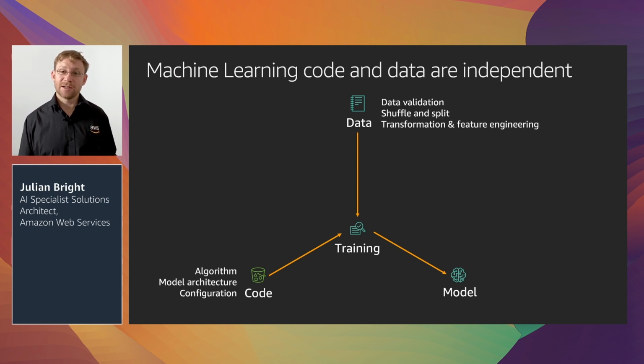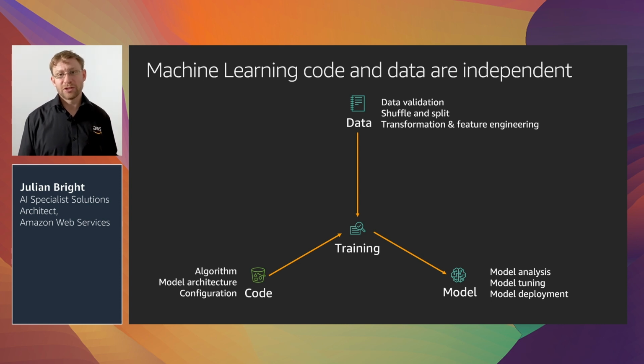And then in terms of the data, we need to make sure we have good data validation strategies, including being able to shuffle this data and split it into training sets, validation sets, and test sets to ensure that our machine learning algorithm is learning. And finally, to feed the data into the model, we often need to perform some transformation or feature engineering to make this happen.